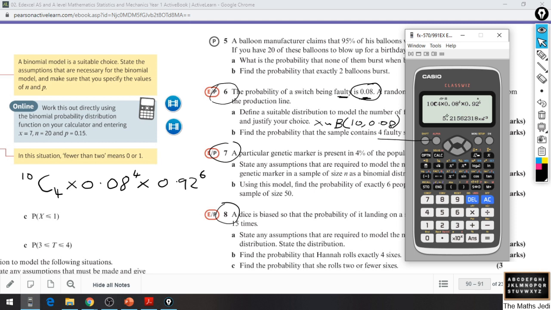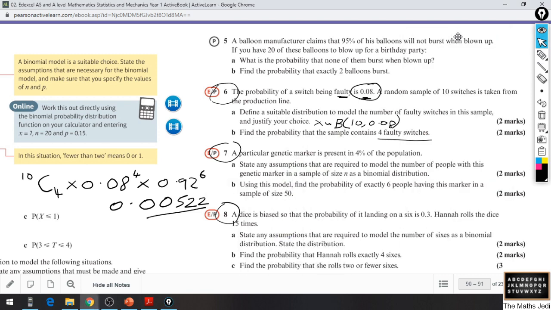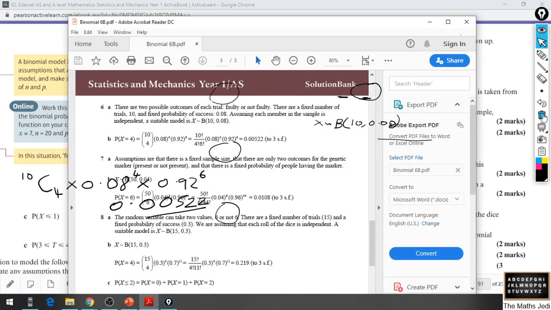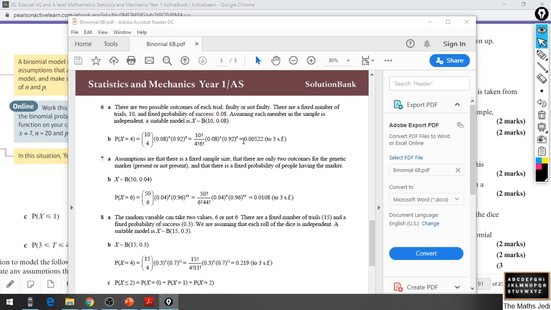This gives me a number 5.215 times 10 to the minus 3. So in terms of my answer, it's 0.00522. Try and give it to 3 SFs unless the question states otherwise. And that's the answer to that particular question. Let's just check that. So 0.00522. And you can just get rid of annotations there. And you can see the answer here, 0.00522. So we're correct.